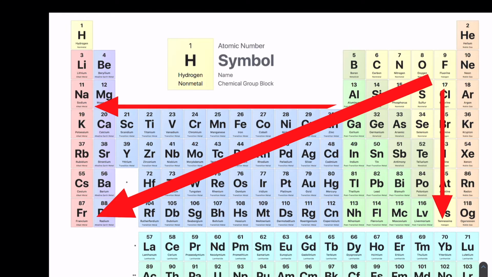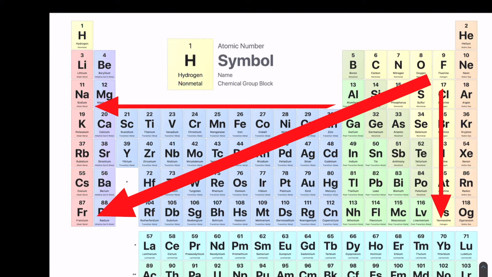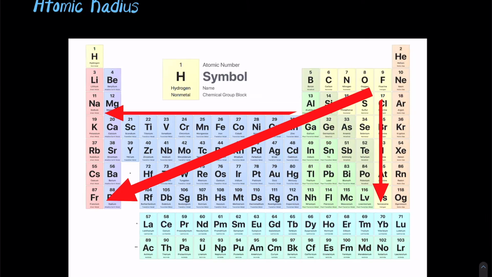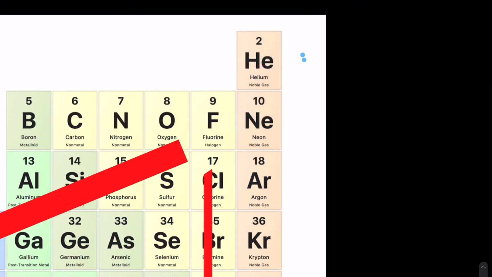We know that this is the first principal energy level. This is the second, third. So these are all shells that are being added to this atom. So down here, that's going to have 7 shells, theoretically, and it's going to be the largest element. Whereas helium, up in the top right, has 2 protons, 1 shell, and 2 electrons that are going to be highly attracted to that positive nucleus.